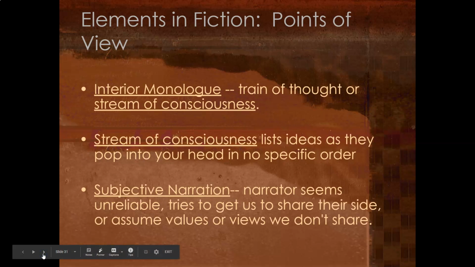Some of these include interior monologue, which captures the train of thought, sometimes referred to as stream of consciousness. So it's supposed to capture what thoughts are going through a character's mind. Oftentimes you can identify this through the lack of punctuation, and sometimes it looks like a jumble of ideas that are just presented. And then subjective narration occurs when a narrator seems unreliable and tries to get us to share their side or assume values or views that we don't share.